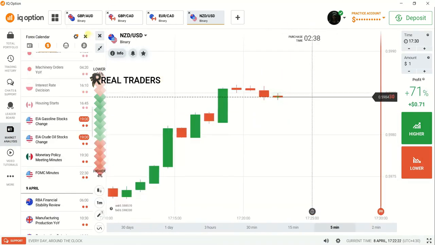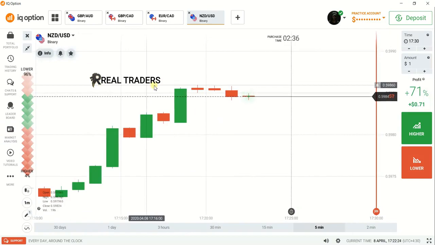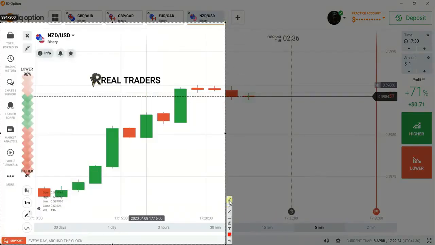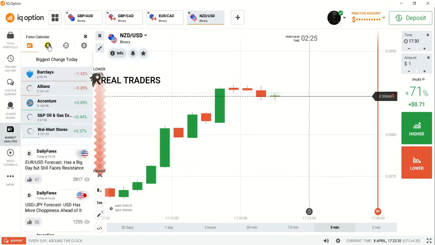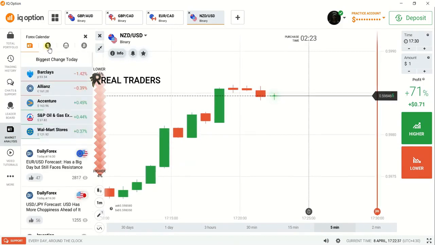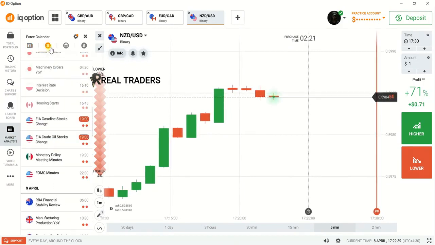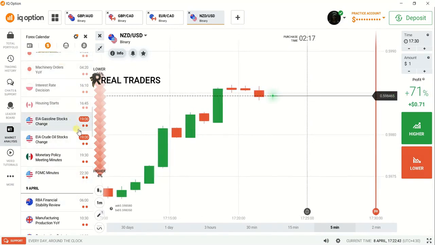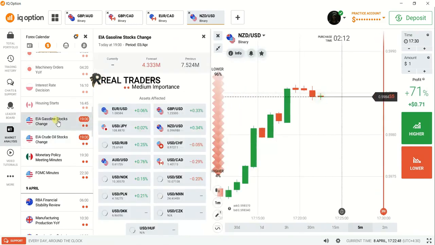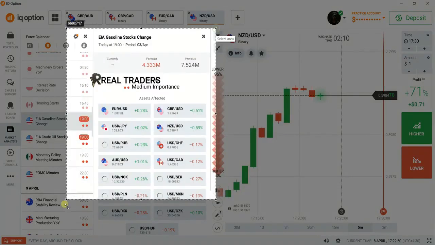Okay, let me show you again. To know when the news will happen, you can go to the market analysis, open this, and go to the forex calendar. Here you can see this option, the forex calendar, and it will show you the news that will happen in the market. You can see here at 7 p.m. we have a news. We open this and you can see.